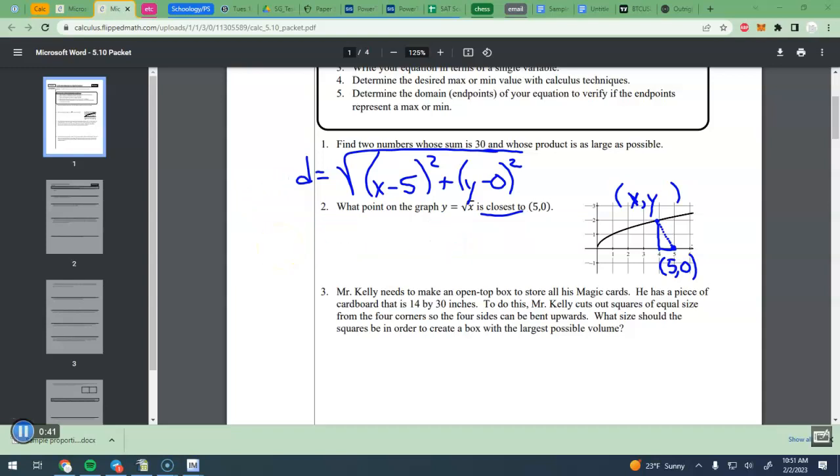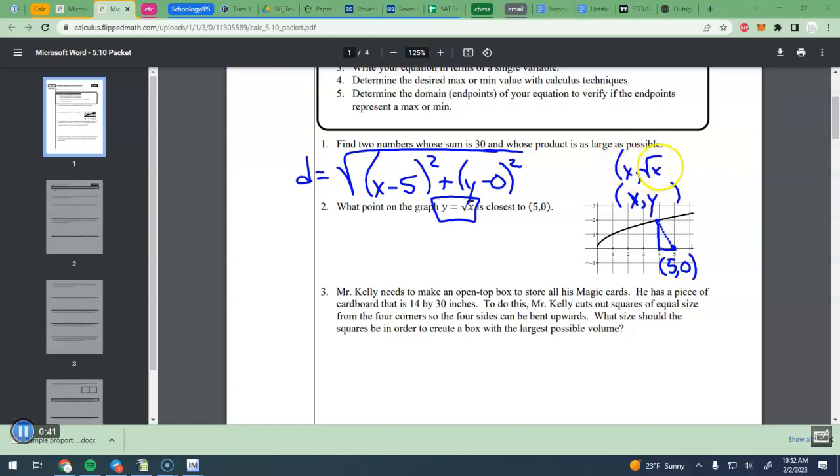2 variables. I want 1 variable. What can I do? Plug in what? Yeah, good. This is my secondary equation right there. So y is equal to the square root of x.